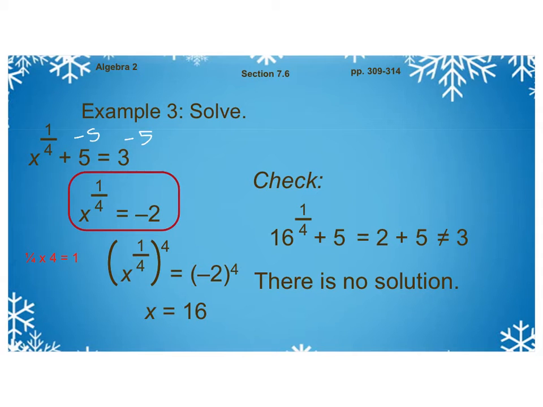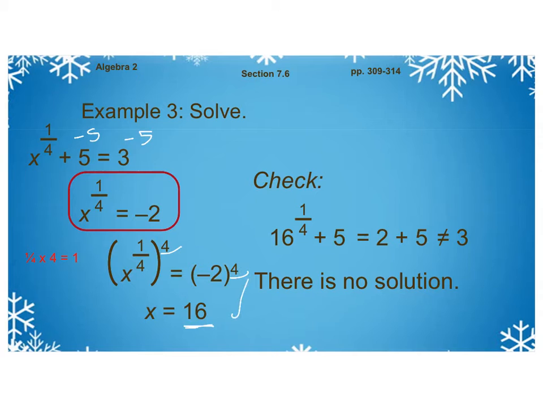And that leaves us with x to the 1/4 equals negative 2. So what I have to do is take both sides and raise them to the power of 4, which is going to turn that 1/4 into a 1. So I raise both sides to the power of 4. Negative 2 to the 4th is 16.